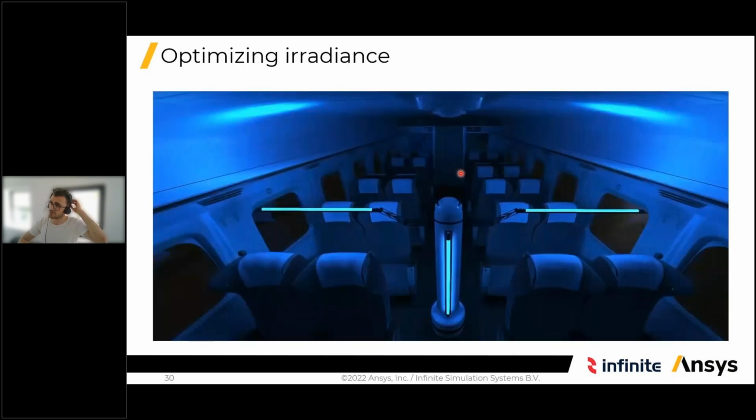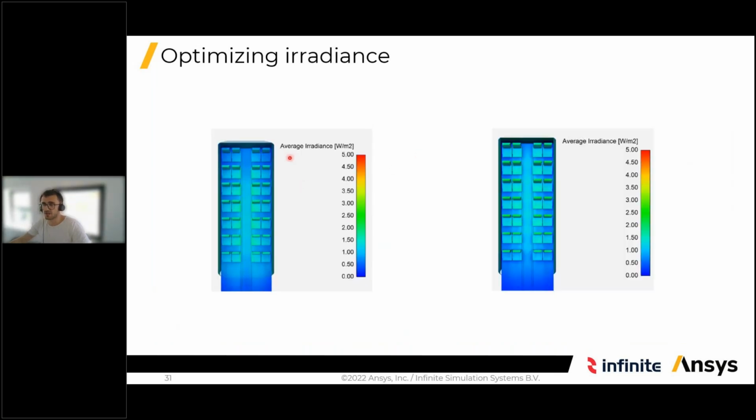This is a nice example of an illumination project. So you see here the inside of a train coach, and this train coach is disinfected using UV light. So this robot walks through the aisle and illuminates all the chairs. On the left, you see an unoptimized design, so you can see that the chairs in the back are not so well illuminated, and also on the side, the illumination is worse compared to the middle. And after optimizing the design, you see that the irradiance is much more uniform.